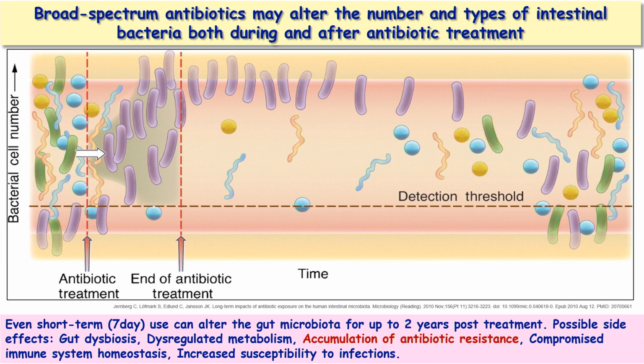When we use broad-spectrum drugs, there can be a lot of negative side effects. Even short-term use of some antibiotics can take up to 2 years for the microbiome to come back to the original state. Also, using broad-spectrum antibiotics may create a lot of side effects like gut dysbiosis, dysregulated metabolism, and, what we will talk about a little today, creating antimicrobial resistance.